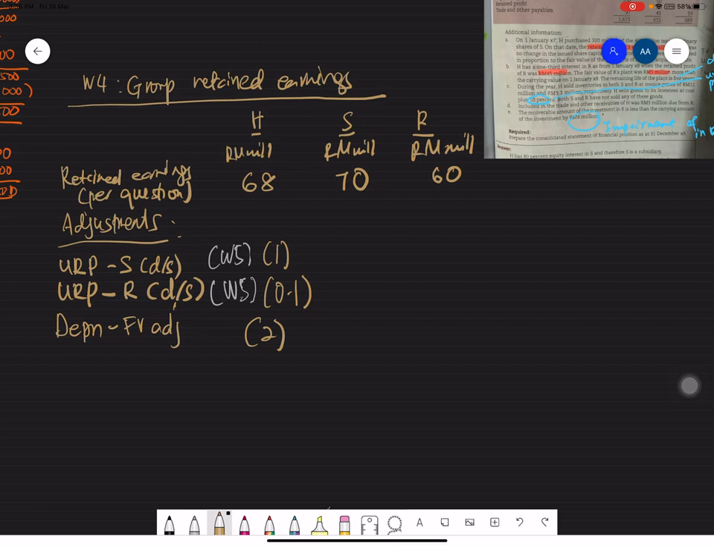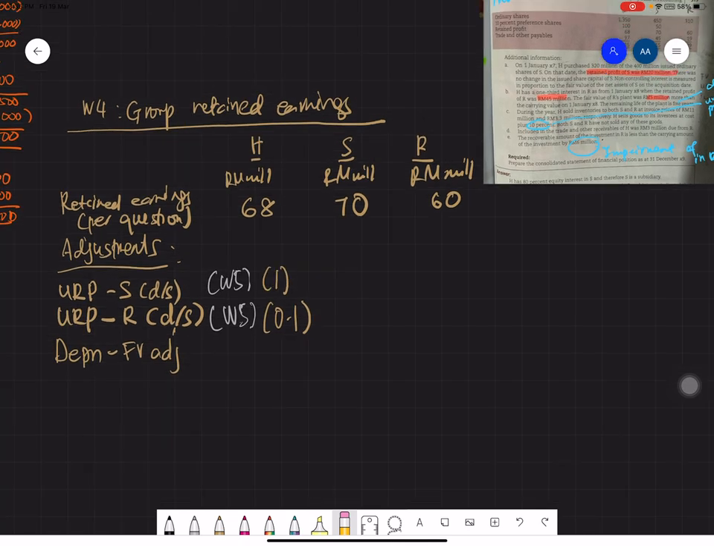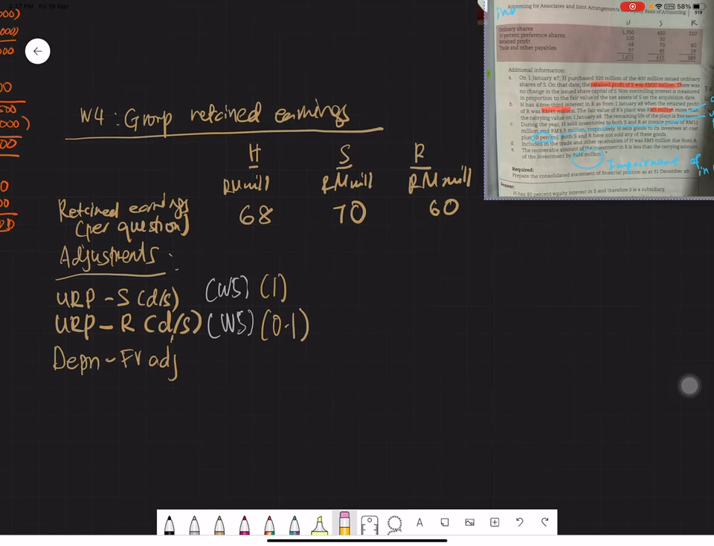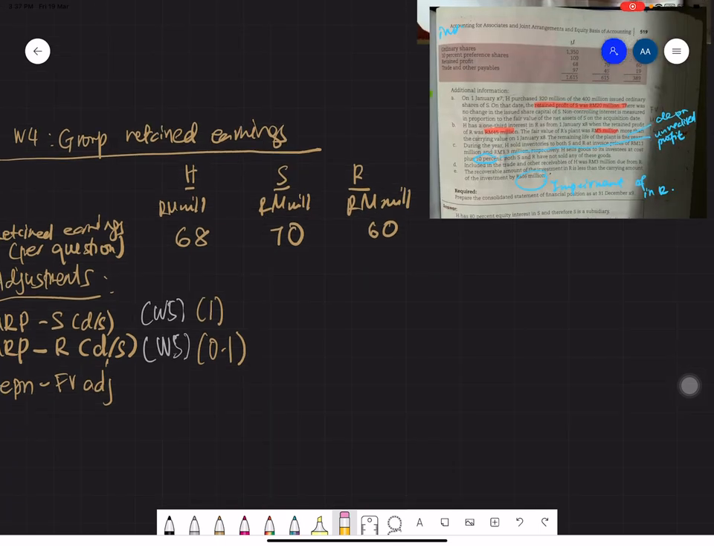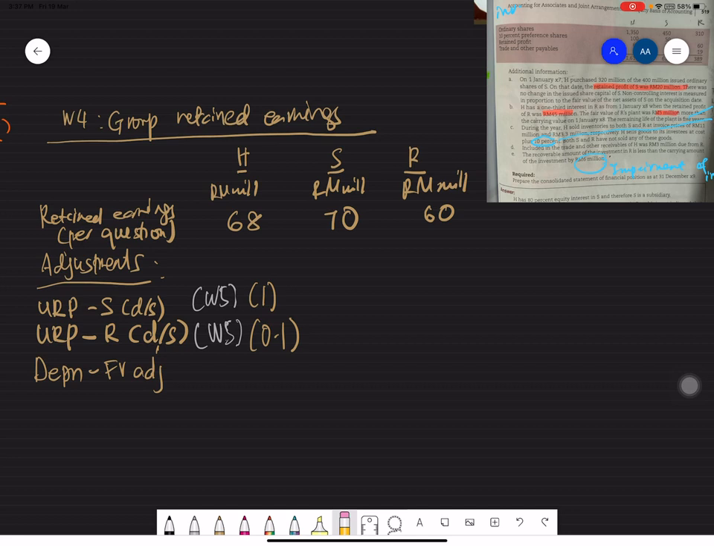Sorry, it's not for H to recognize, because if you look at this question, it is the account of R, isn't it? It is the asset of R. So it has to be adjusted in R's retained earnings, for the amount of 2.